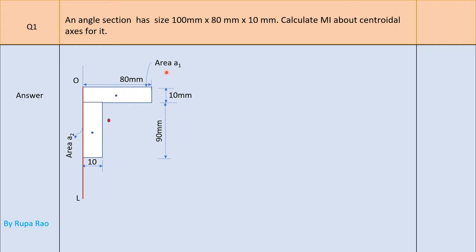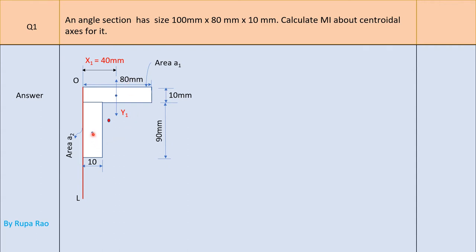This top horizontal rectangle we will call area A1, and this vertical rectangle, 10 by 90, we are going to call area A2. Our reference line here is this vertical line OL. This is the center of area A1 and this is the center of area A2. Now from the reference line, at what distance? This vertical line is the axis Y1 for this rectangle, and from the reference line up to here is half of 80, that is 40 mm, and we call it X1.